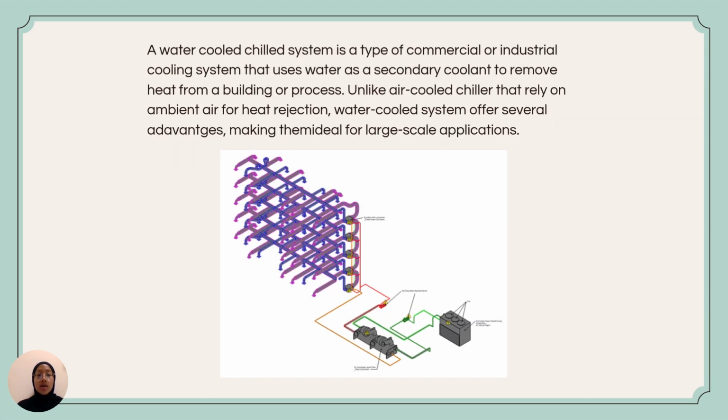Next, water cooled chiller system is a type of commercial industry cooling system that uses water as secondary coolant to remove heat from a building or process. Unlike air cooled chiller that relies on ambient air for heat rejection, water cooled system offers several advantages, making it suitable for large scale application.